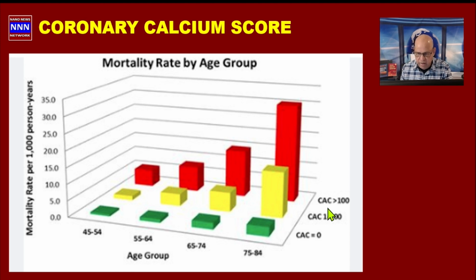On the other hand, if the calcium score is greater than 100, as the age progresses, so does the risk of cardiovascular problems. As you can see, if a 75-year-old person has a calcium score of 100 or greater, the risk of cardiovascular events over the next 10 years, like mortality rates per 1,000 person years, is 35. So that's a significant risk.